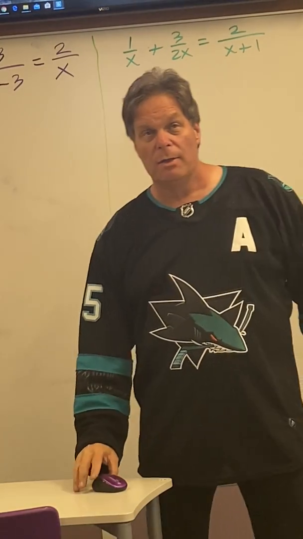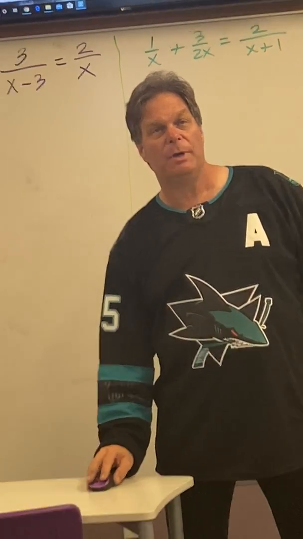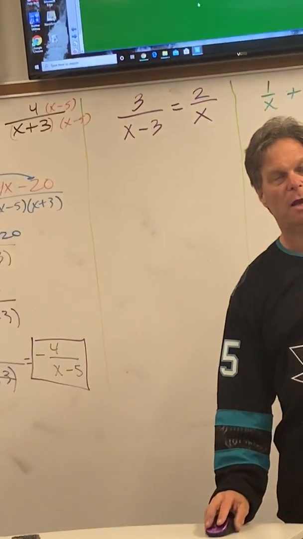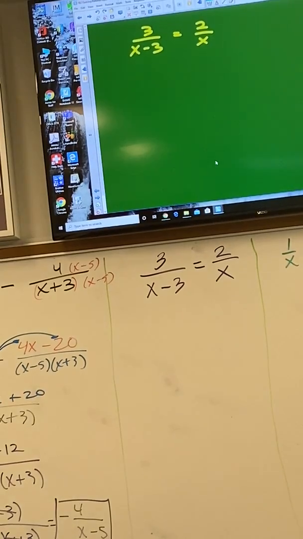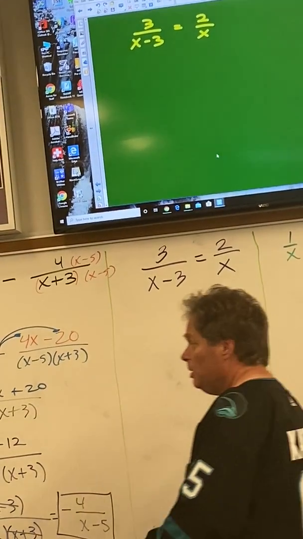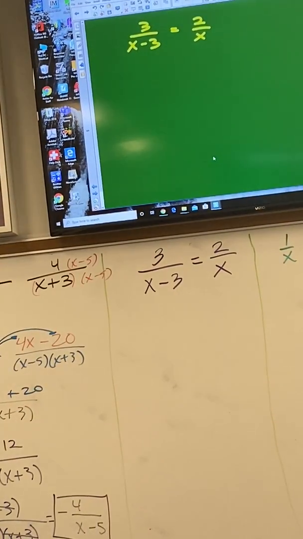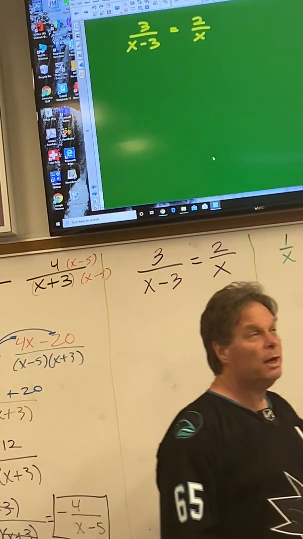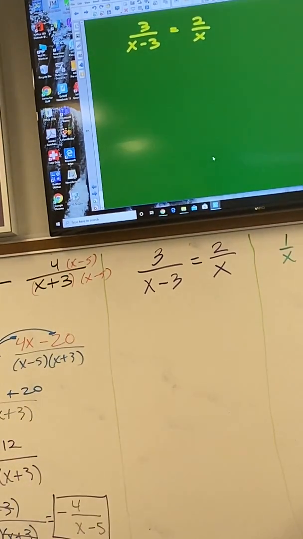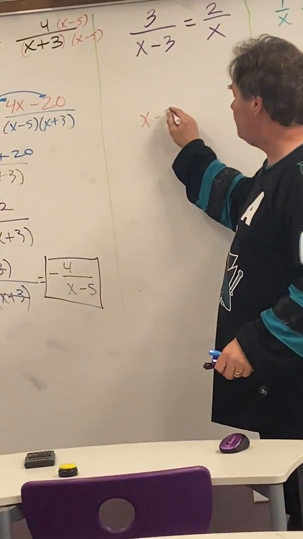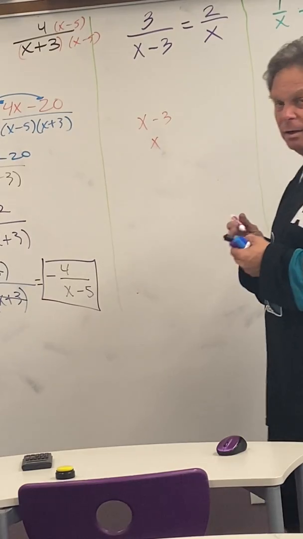However, this one, which is what I have written on the board here, does have an equal sign. So how do you deal with that? Well, you deal with it similarly to how you deal with adding and subtracting these. You look at the denominator and say, what is the least common multiple of the denominators? Now in this case, the denominators are x minus 3 and x, right?